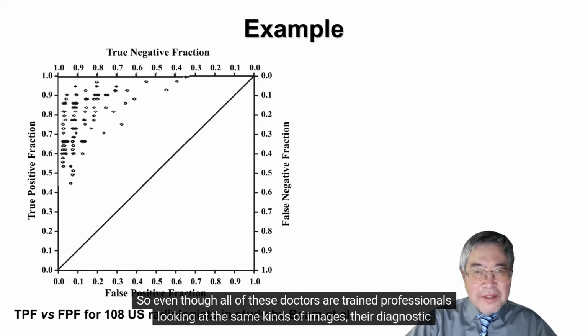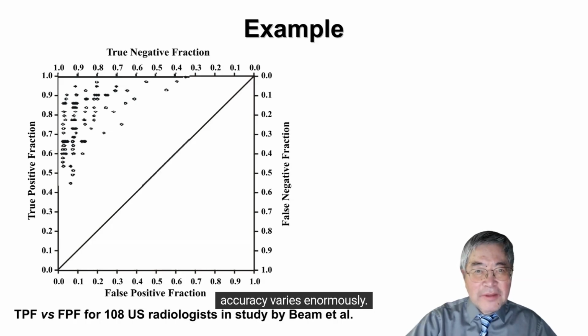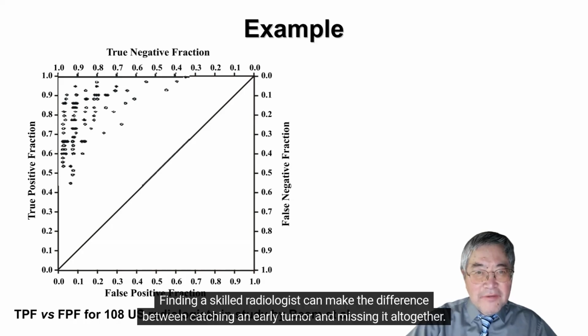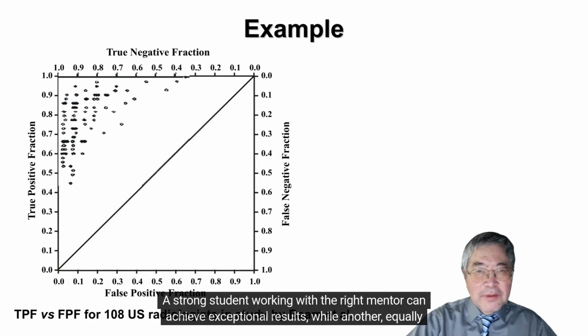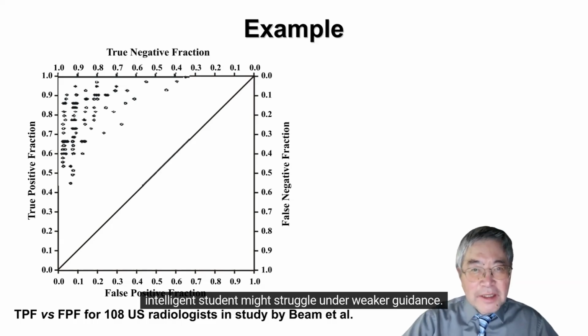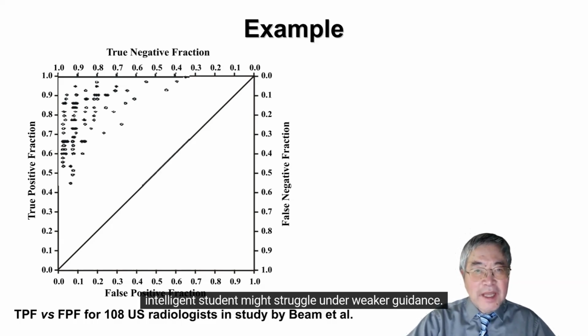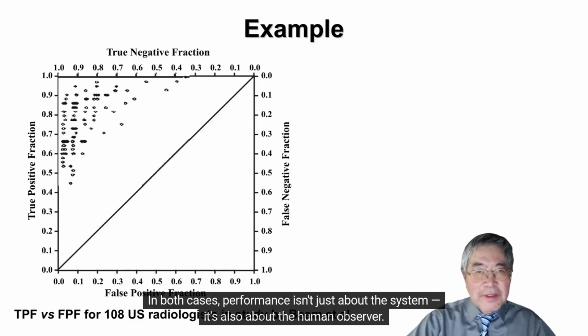So even though all of these doctors are trained professionals looking at the same kinds of images, their diagnostic accuracy varies enormously. That variation has practical consequences. Finding a skilled radiologist can make the difference between catching an early tumor and missing it altogether. It's very similar to what we see in education and research. A strong student working with the right mentor can achieve exceptional results, while another, equally intelligent student might struggle under weaker guidance. In both cases, performance isn't just about the system, it's also about the human observer.